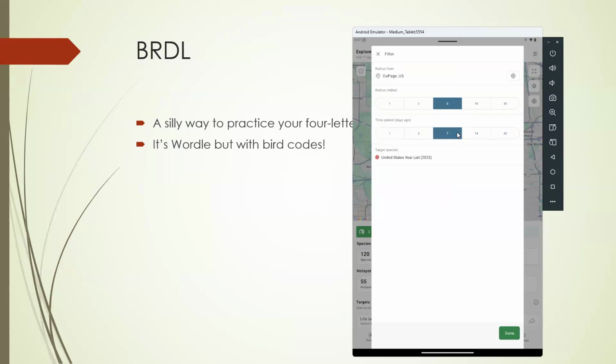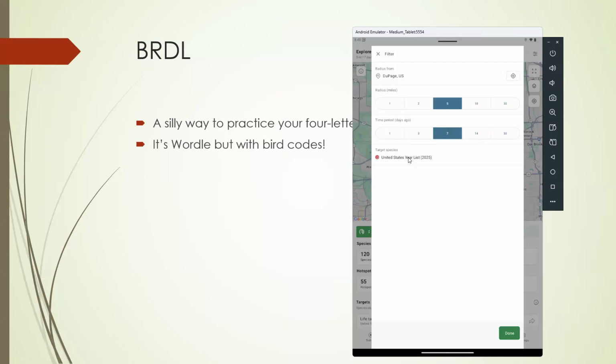You've got a radius. So let's say I'm willing to go 5 miles to find a bird. You can go up to 30. You can go 1 mile. It depends what you're feeling, what you're looking for. You can set it according to that. Time period is basically how recently you want to see sightings from. Do you want to see a sighting from the last 24 hours? Or from the last 30 days? How tight do you want to focus? We're going to just go with 7.